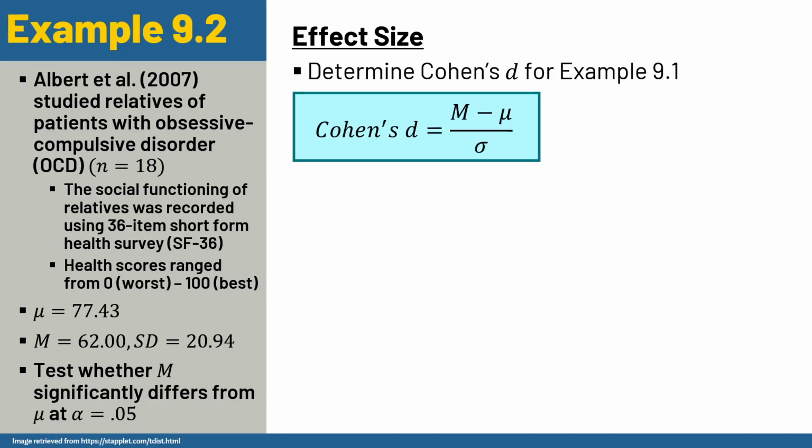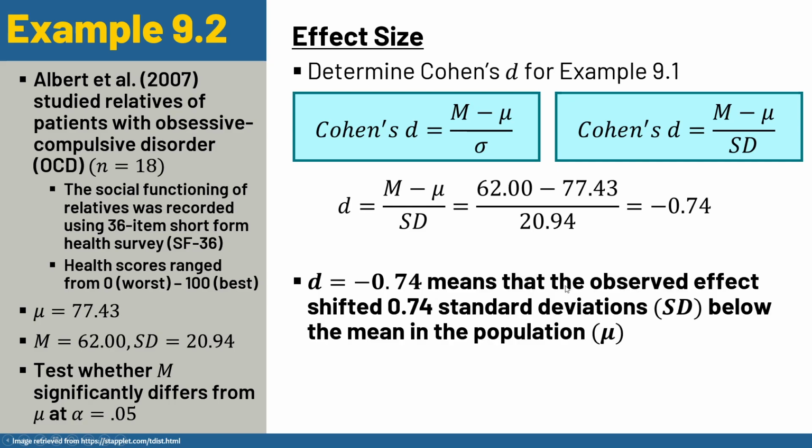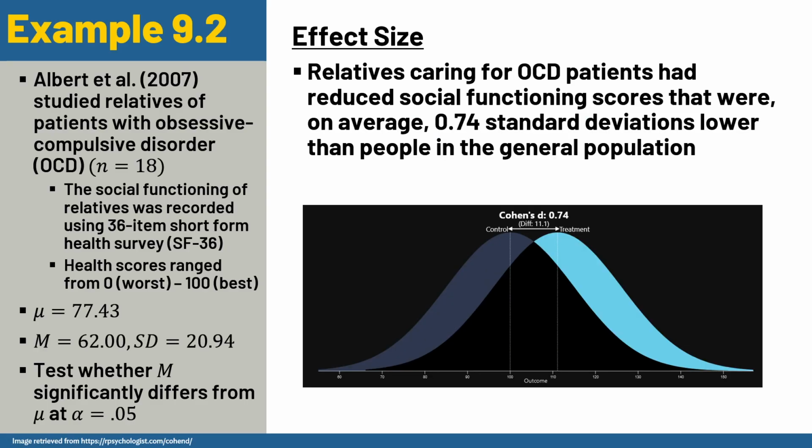Okay, so effect size, let's calculate this real quick. I'm not going to spend time on it, but basically it's the same formula, except now we're using sample standard deviation instead of population standard deviation. If we do that, we get a value of minus 0.74. It means that the effect shifted 0.74 standard deviations below the population mean. So in other words, relatives caring for OCD patients had reduced social functioning scores that were, on average, 0.74 standard deviations lower than people in the general population. These values aren't true to scale, but the overall image is. And so that's roughly what a d of 0.74 looks like in this example.